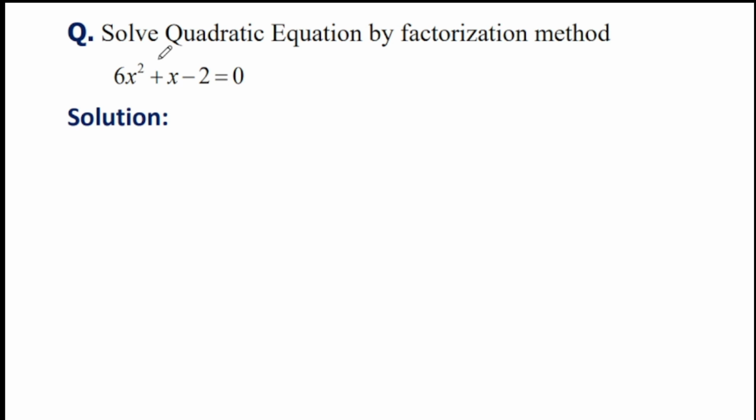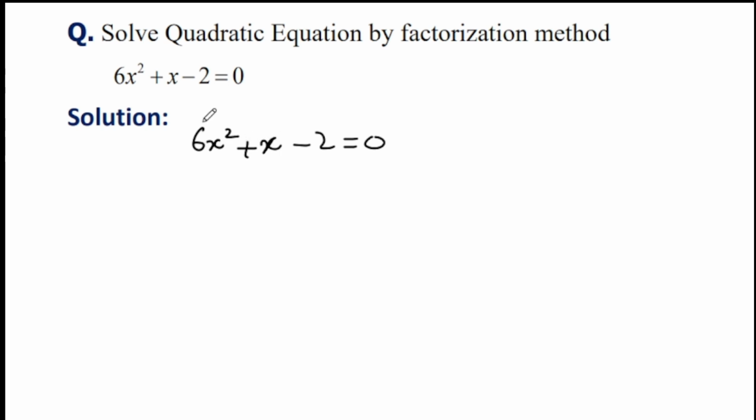My name is Bilal Arshad, and in this video I will tell you how to solve a quadratic equation by the factorization method. So here the given equation is 6x square plus x minus 2 equal to 0. We will try to factorize the given equation by splitting the middle term.